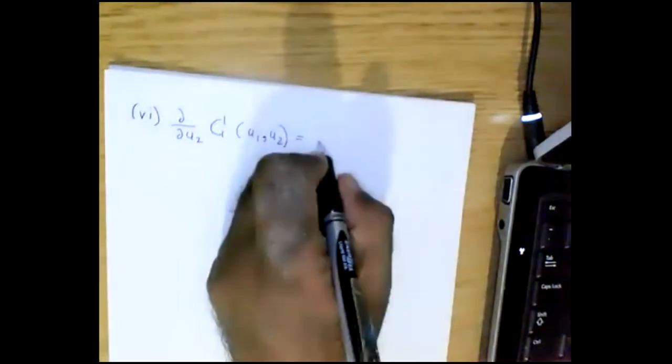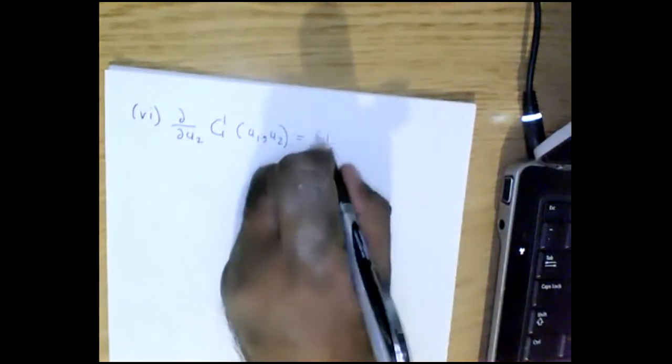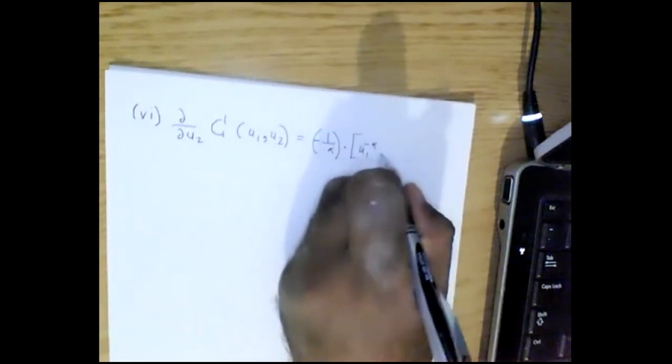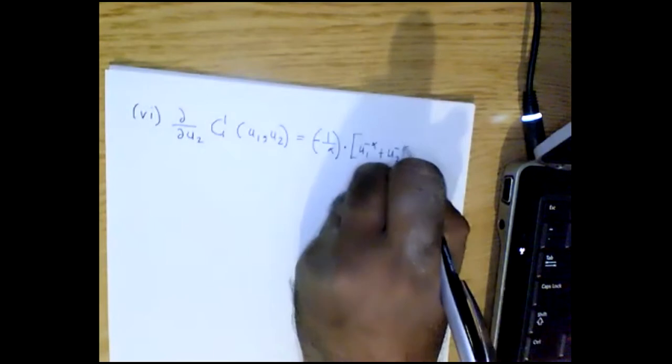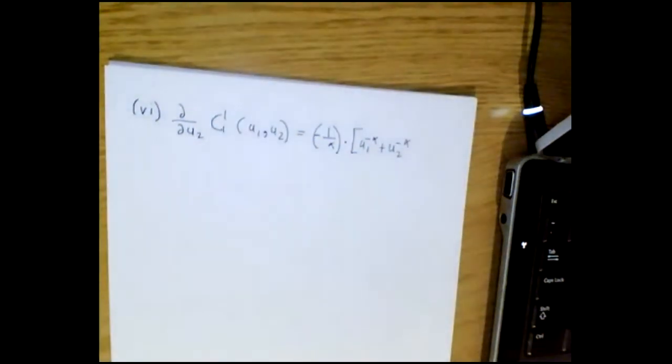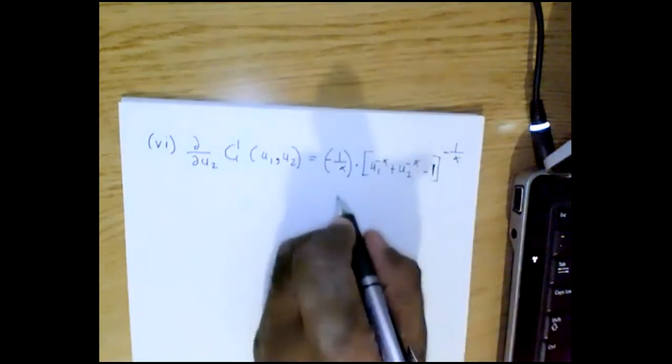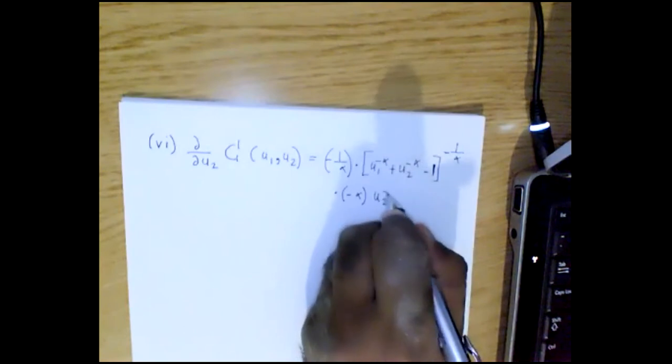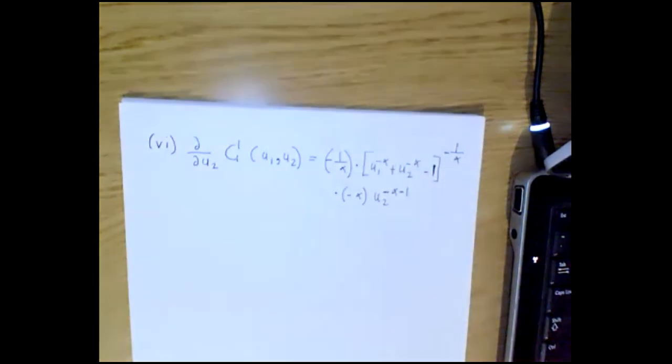All right, and you should do that where you will get minus 1 over alpha multiplied by, and then minus 1, minus 1 over alpha, then you multiply by minus alpha u2 minus alpha minus 1, right?